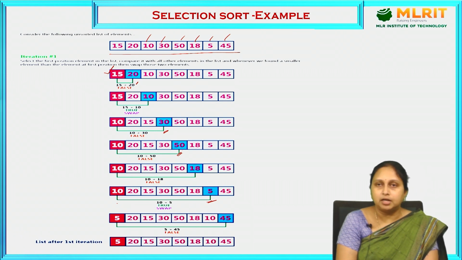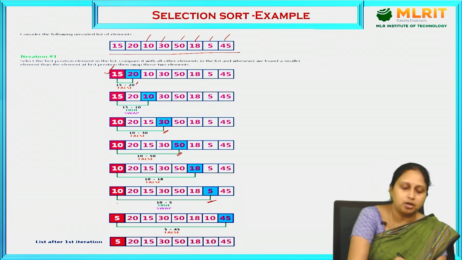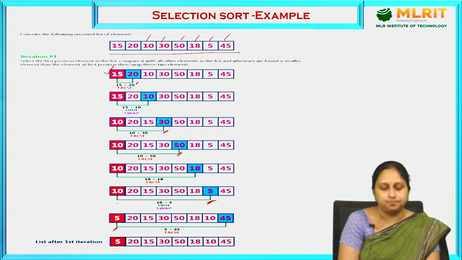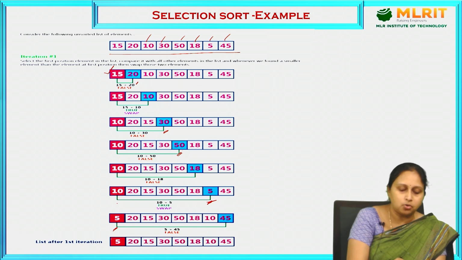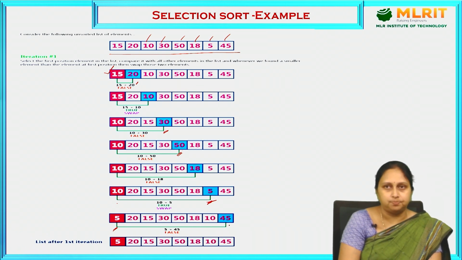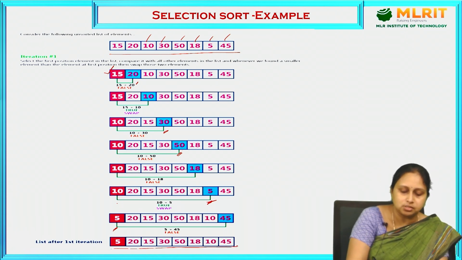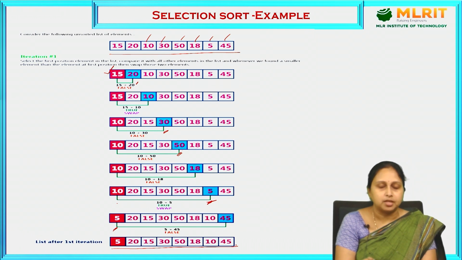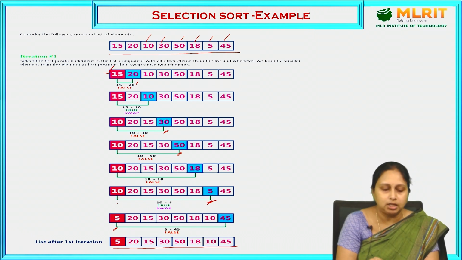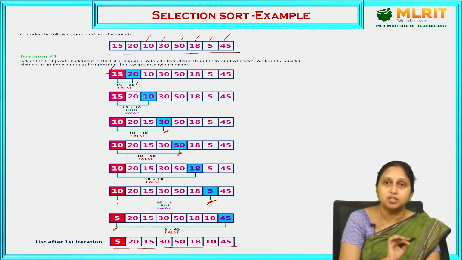Yes, 10 and 5, in this 5 is the smallest one, so we are going to swap 5 and 10, right? After swapping, now compare 5 with 45. Yes, 5 is less than 45, so we are not going for any swapping. After the first iteration, this is the list you are going to get. 5 is the smallest element in the list, and it is going to be placed at the first position.